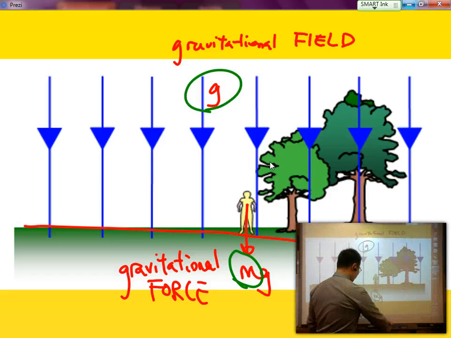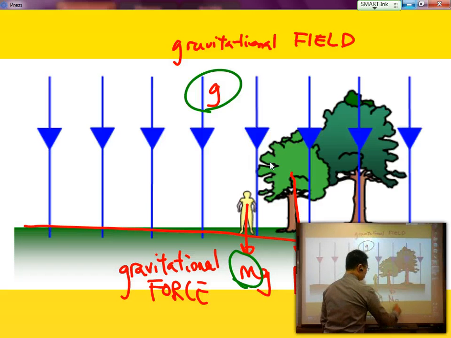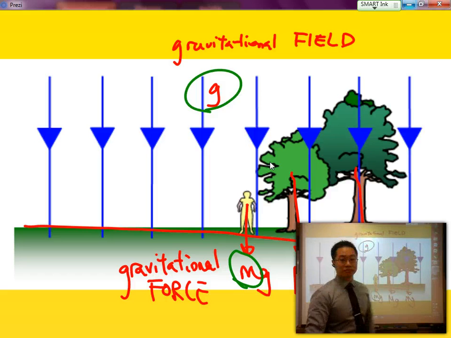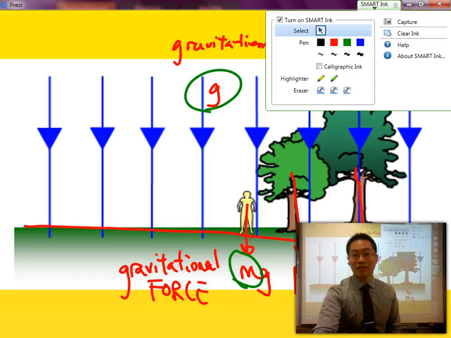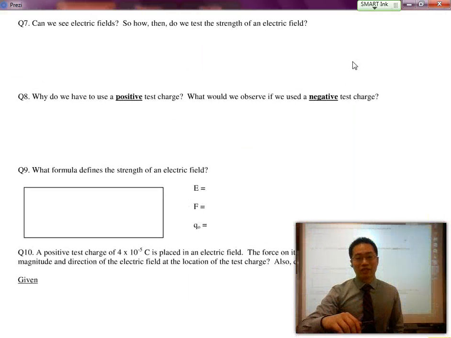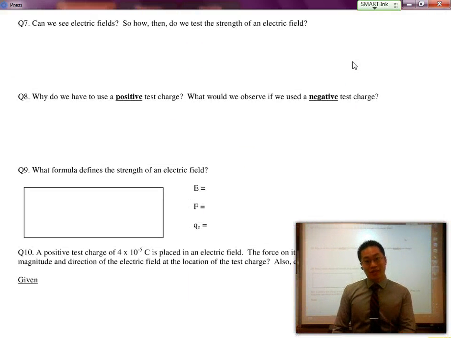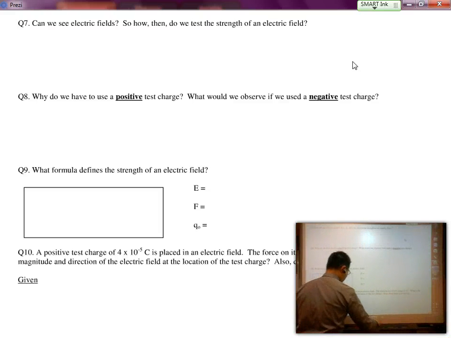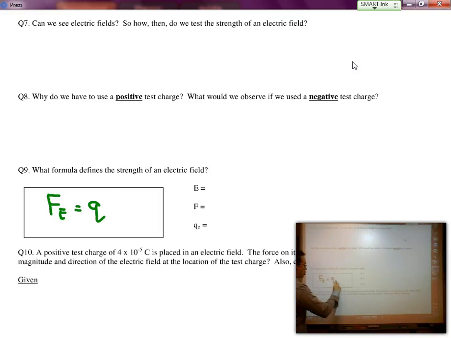But any object that exists inside the gravitational field feels a gravitational force. Okay? And the same idea applies to charges as well. Now, before we had Fg equals mg, the weight is equal to mass times gravity. So in this case, the electrical force is equal to the charge times the electric field.